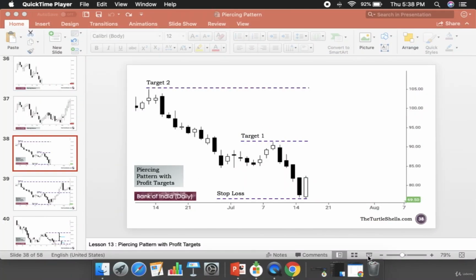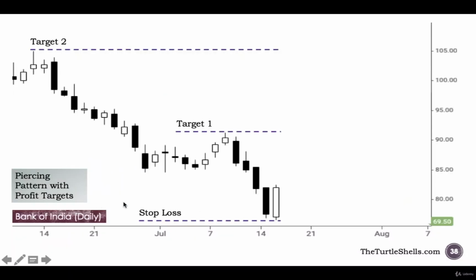Alright, now let us look at how we set profit targets with the piercing pattern. We have already looked at a couple of examples of this, but let's crystallize that knowledge here. So it's a nice downtrend here and a piercing pattern, because the price has not closed above the opening of the black candle. If it had closed above that, it would become a bullish engulfing pattern. But by a small margin, this has become a piercing pattern. I have drawn a purple dotted line at the lowest low of the two candles. So that becomes our stop loss.